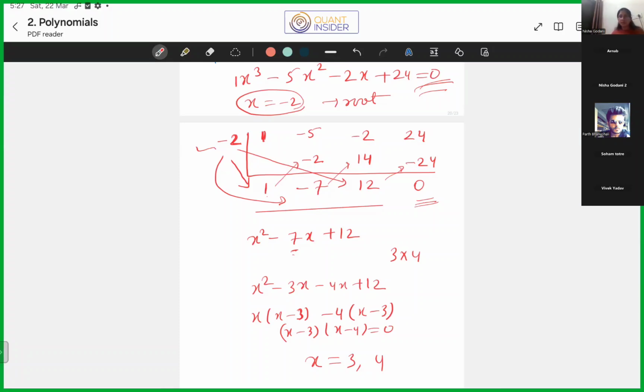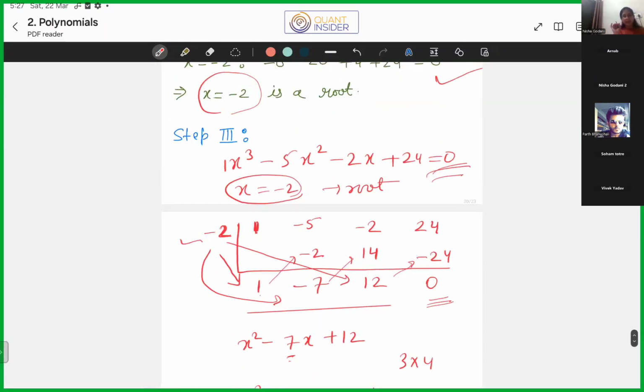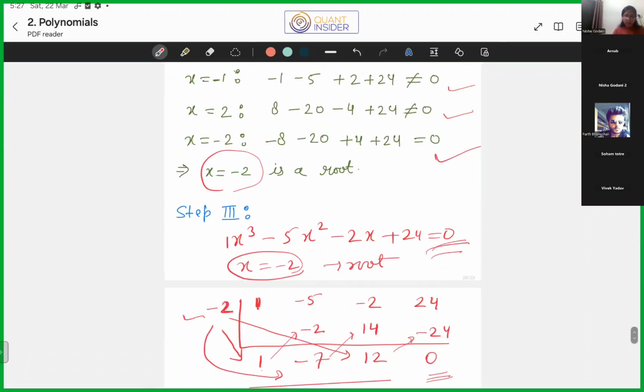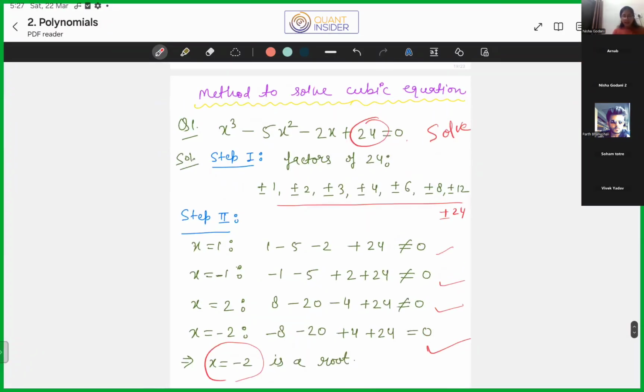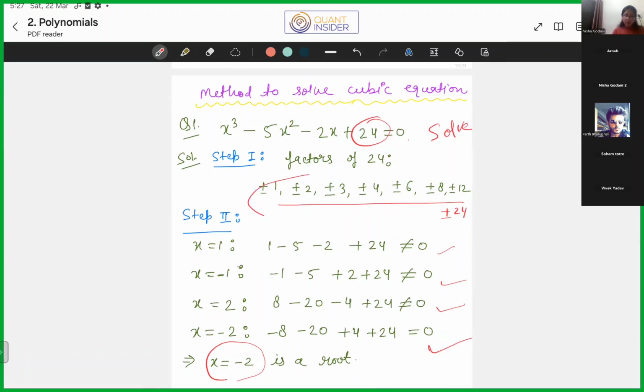Is it okay? Yes. So keep in mind, I'm just repeating in short, then I'll give you one question. First, you have to find one root by putting values in the given equation. You first write the factors of the constant term, then check one by one until you get a factor, that means the value that gives you 0. So by putting it in, you will get the value of the equation as 0, which means you have one root.